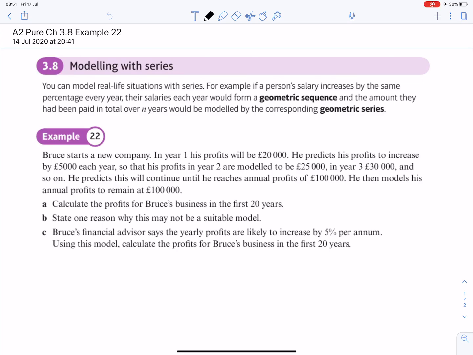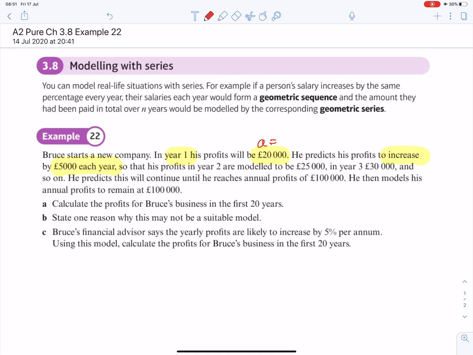So, modelling with series. There's quite a few real life situations where this kind of work is used, and we're going to look at one here. So, example 22, Bruce starts a new company. In year one, his profits will be £20,000. Yeah, in year one. So that's already setting up for us a value of A, isn't it? A starting value. He predicts his profits to increase by £5,000 each year. So it's increasing by a fixed amount.